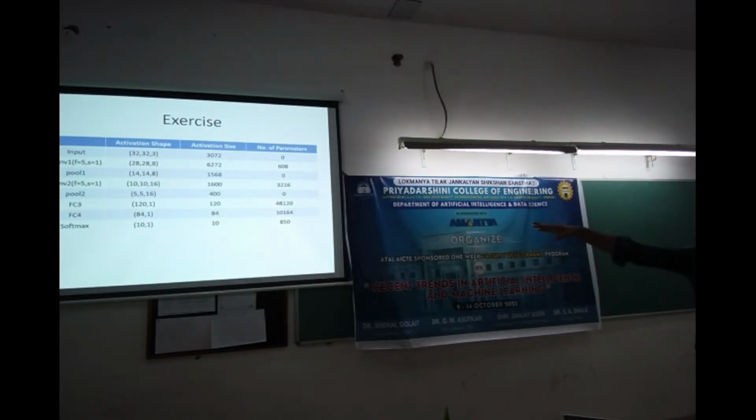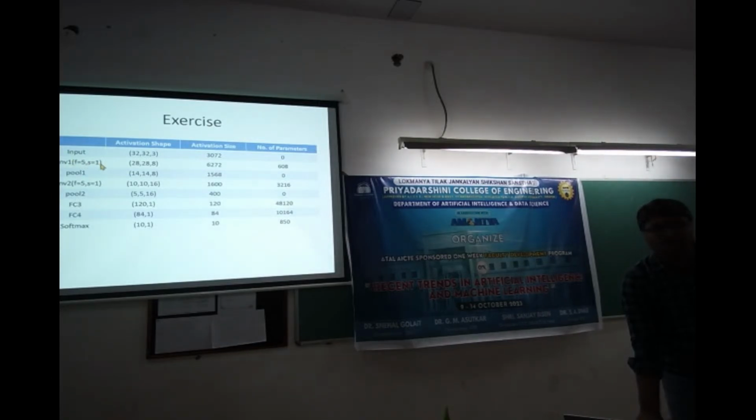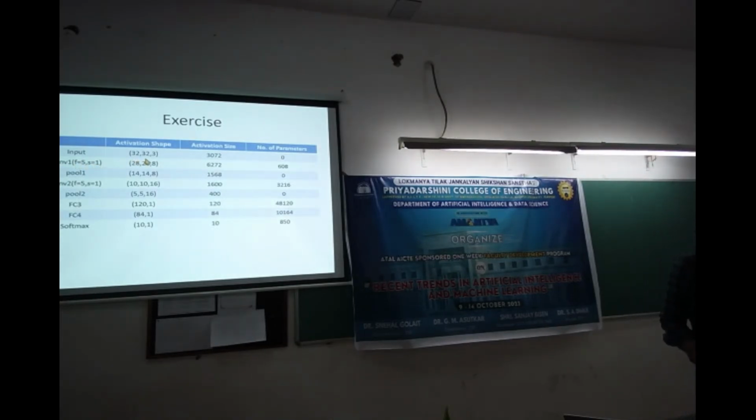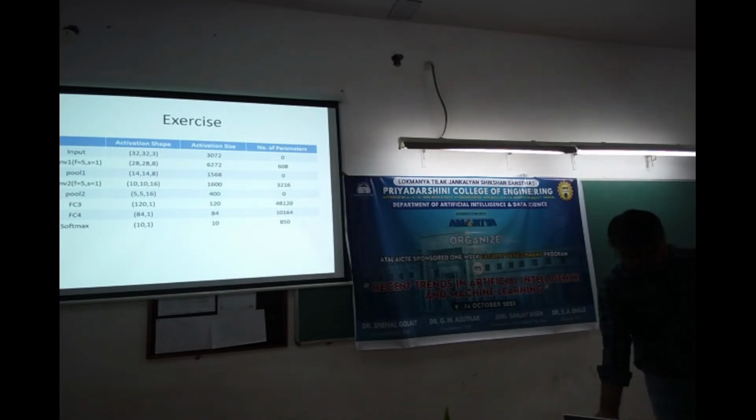Then second, we are applying the very first filter, that is this convolutional one. The size of this filter is 5 cross 5 and the stride is 1. Look at this: on this 32, 32 input, we are applying a filter of size 5 cross 5. So the output shape is 28, 28. What would be the logic?